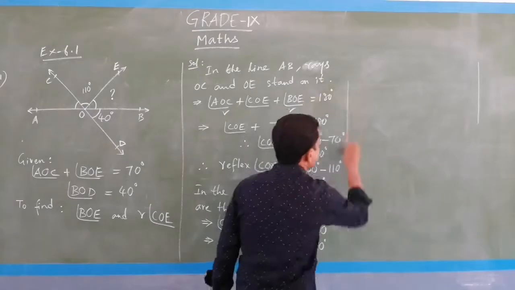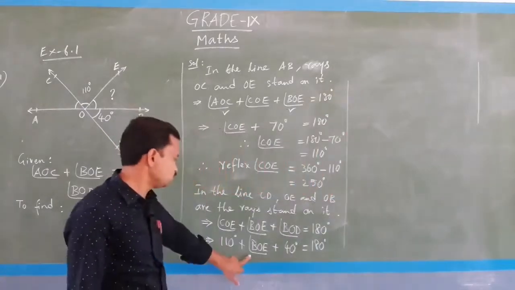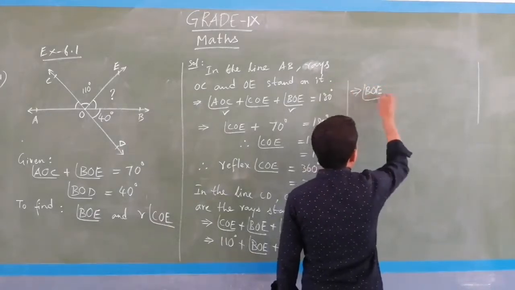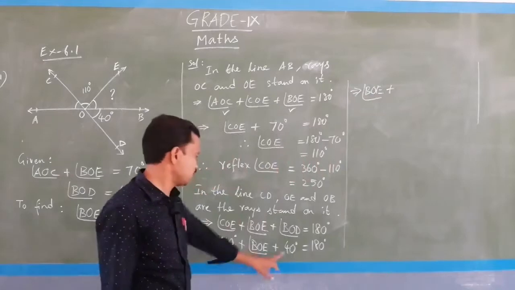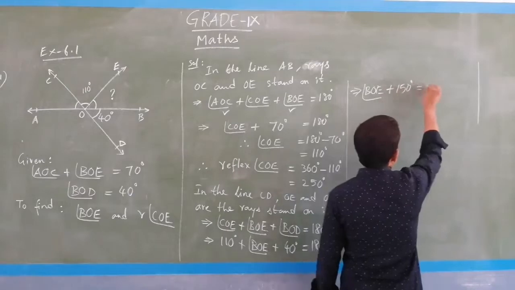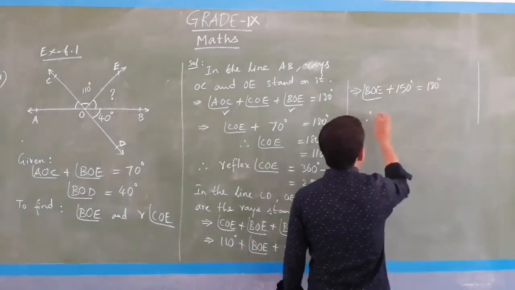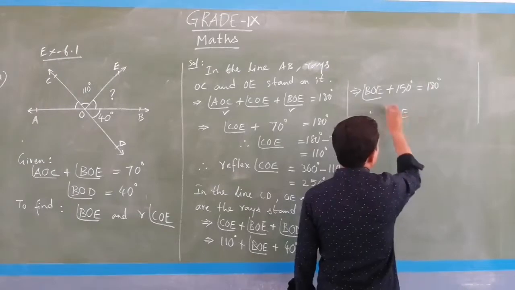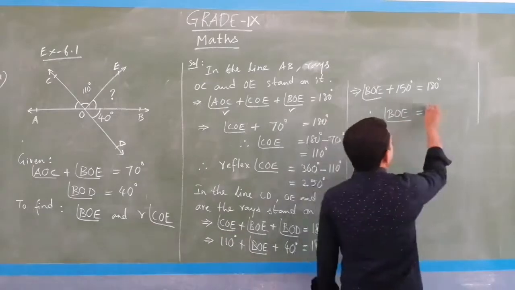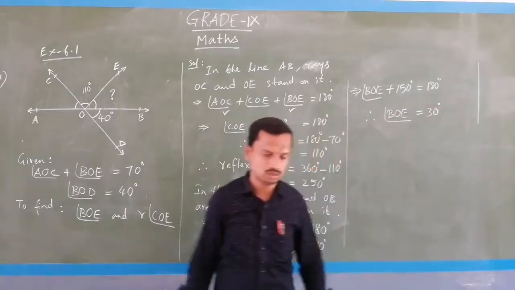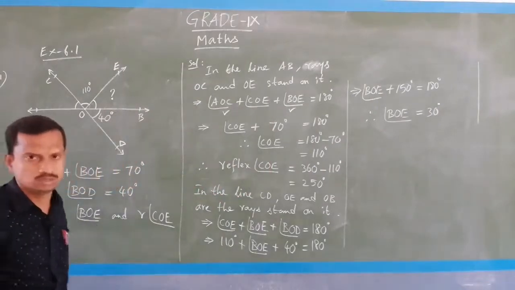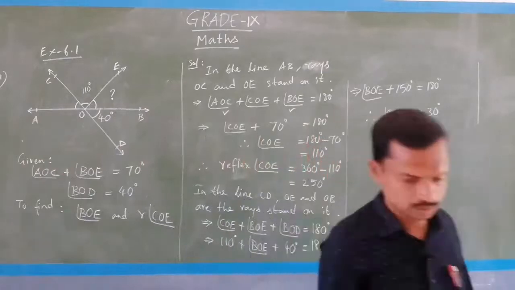And now angle BOE plus these 2 angles, if you add, you get 150, 110 plus 40, 150, equal to 180. So, therefore, angle BOE is equal to what? 180 minus 150 and we get 30 degree. So, that is all. We found all the question parts to find angle BOE and reflex of COE. Clear? And now we move to the second question.